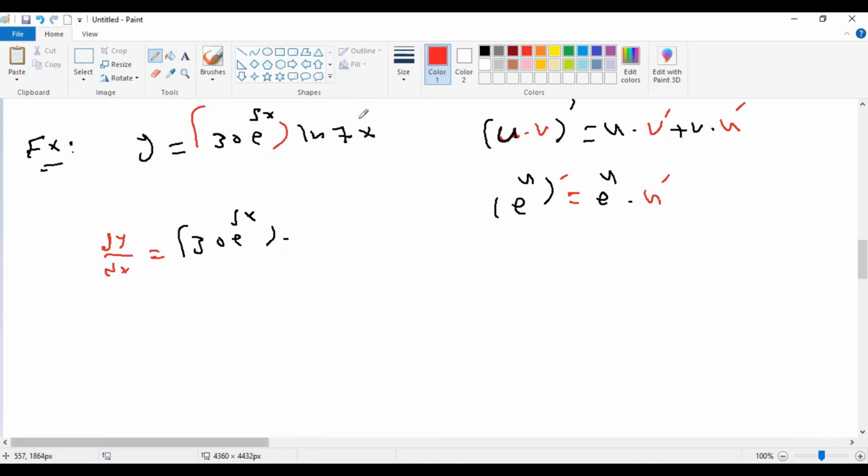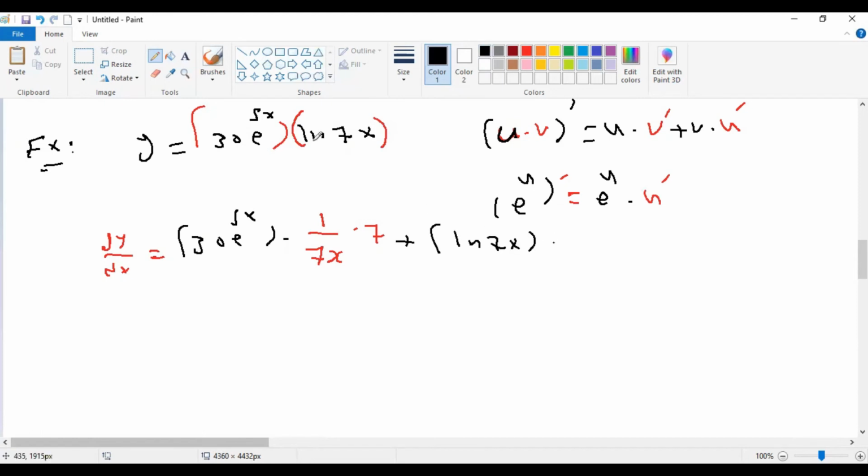So what is the u? The u is 7x in ln u. So the derivative of ln u is 1 over u times the derivative of u. The derivative of 7x is 7. Then a plus what? Now plus the second one. What is the second one? The second one is ln 7x.